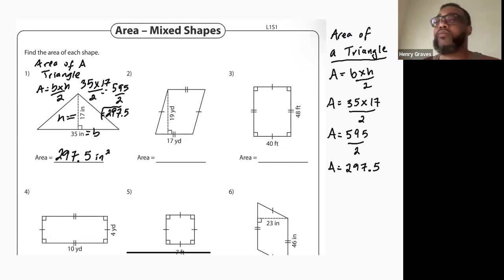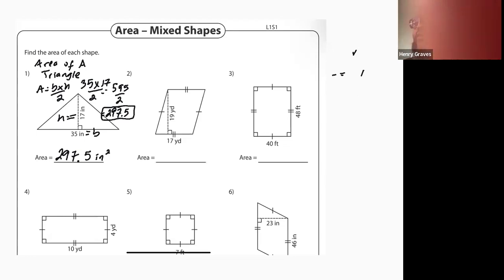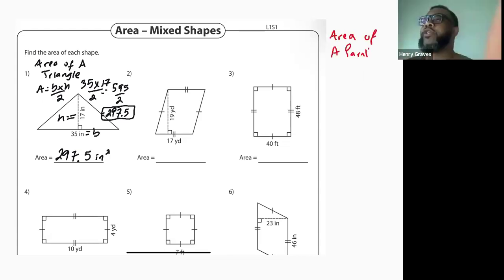Now I'm moving on, and I'm going to find the area of a parallelogram. Now, a parallelogram, guys, is still a polygon because it's still a closed 4-sided shape. So I'm going to do area of a parallelogram. Big word, right? It just means it has 2 pairs of congruent, equal sides.